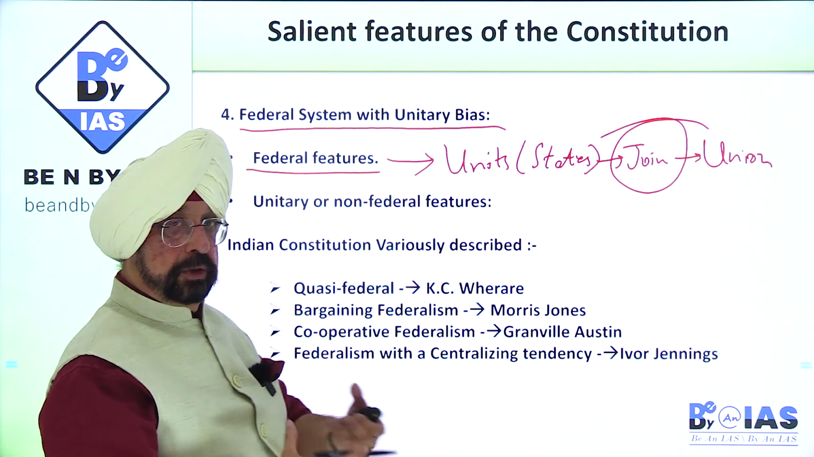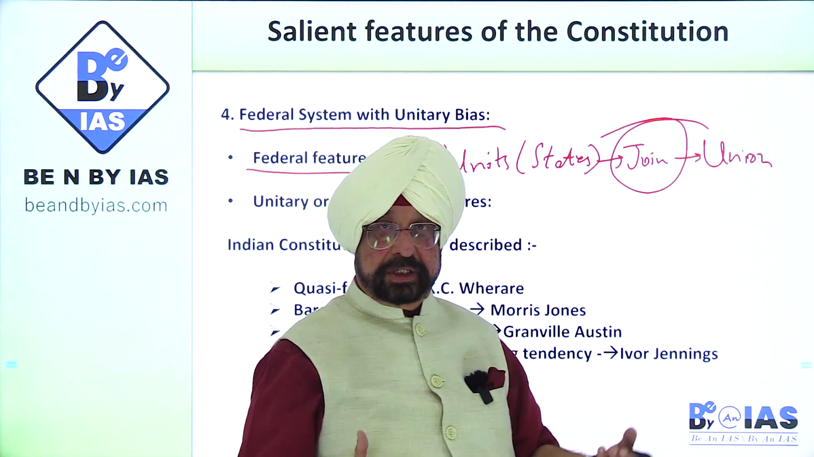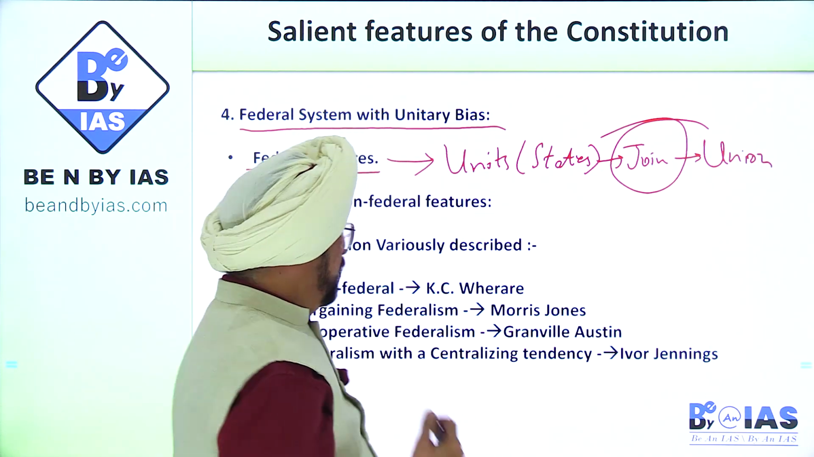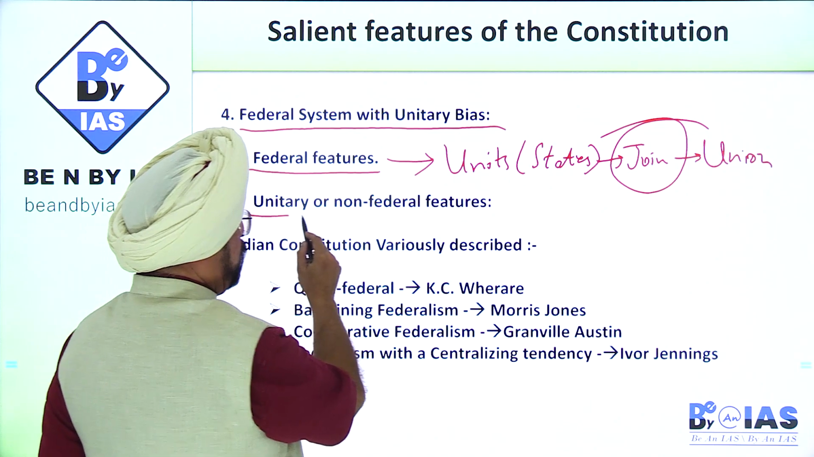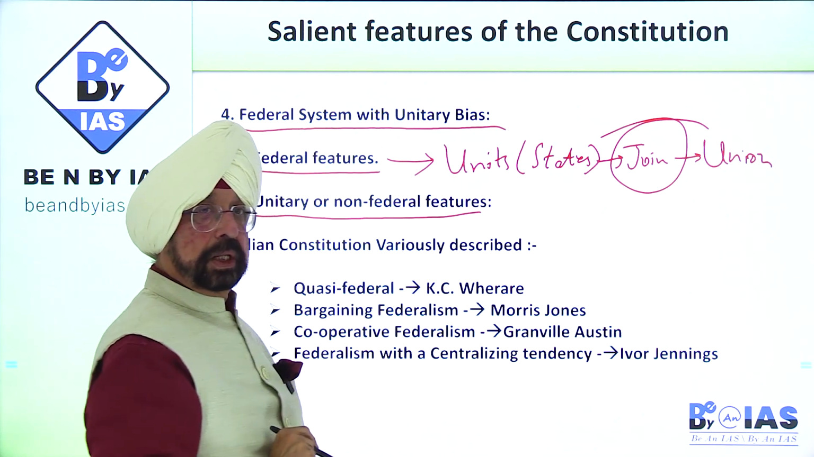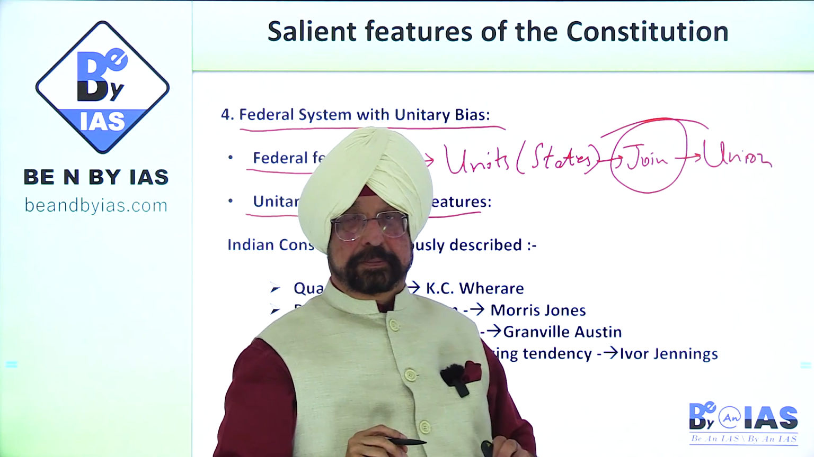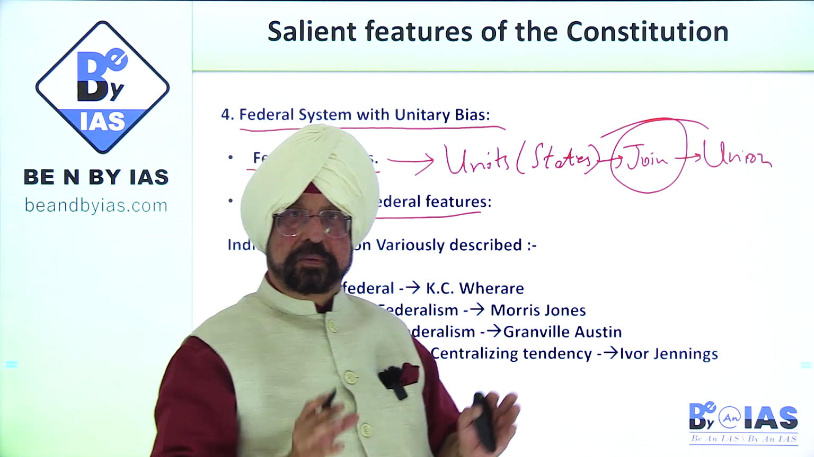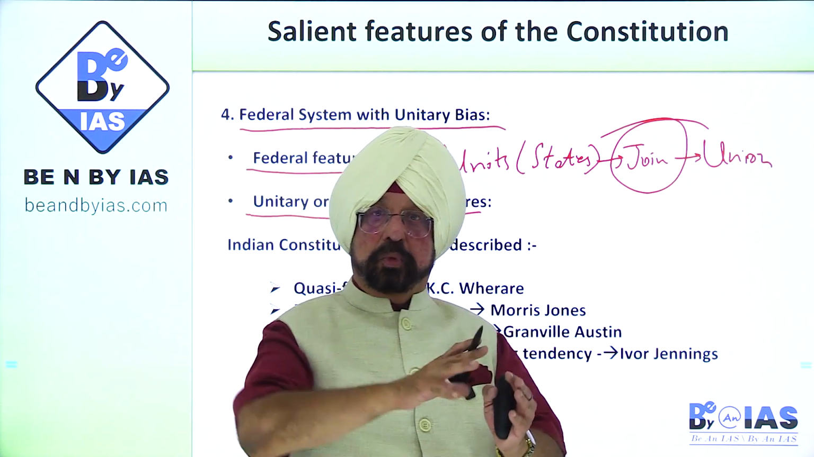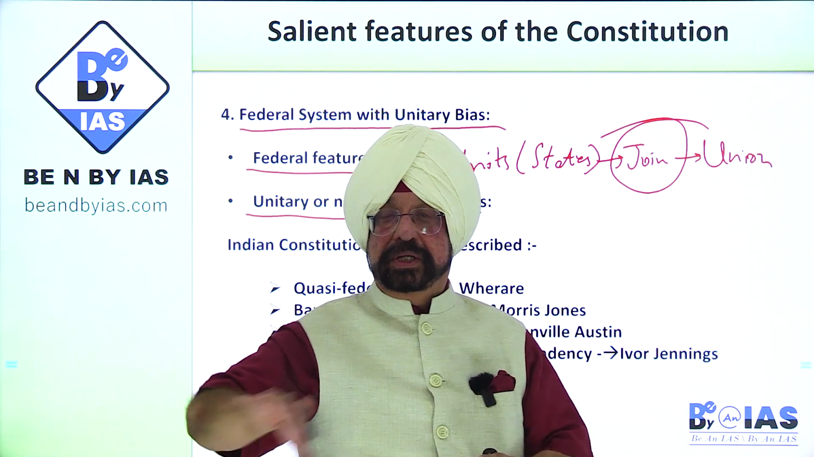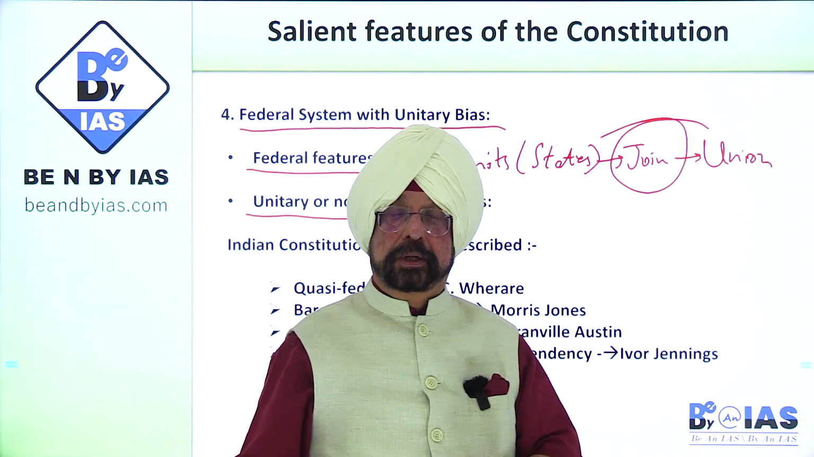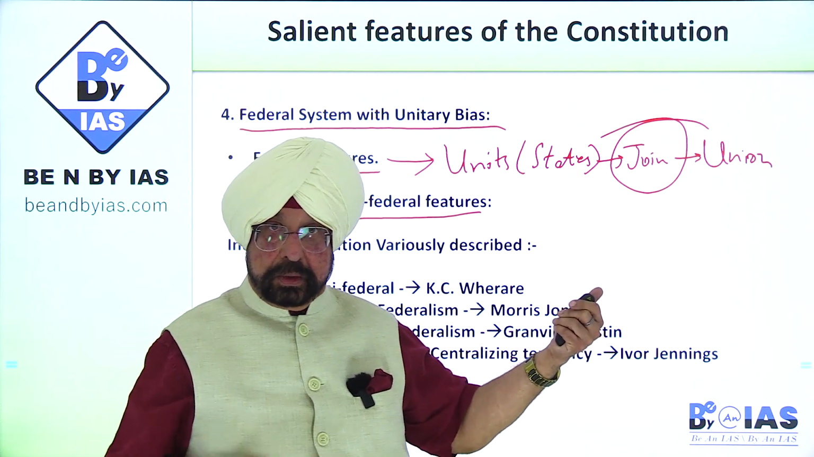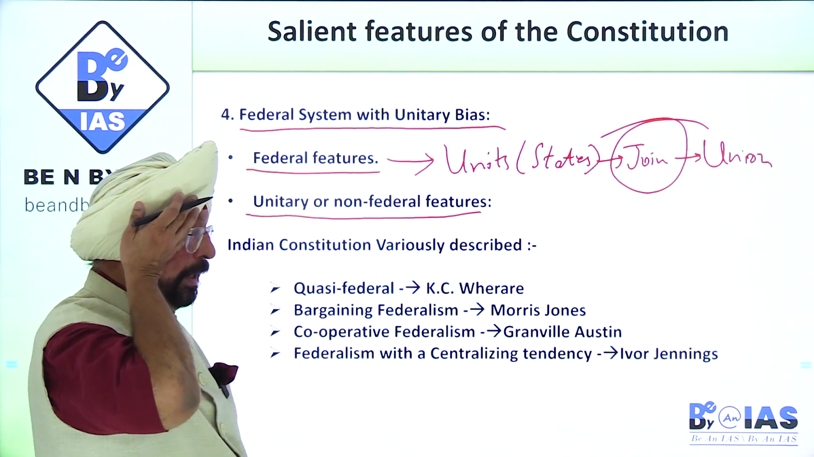Okay, when we study union-state relations, we'll see how much autonomy has been given to the states by the union. So it has unitary or non-federal features also. That means the central list, the appointment of the president, these kinds of unitary features are there, which are more oriented towards the center and give more power to the center. We'll study it in our session on federalism.